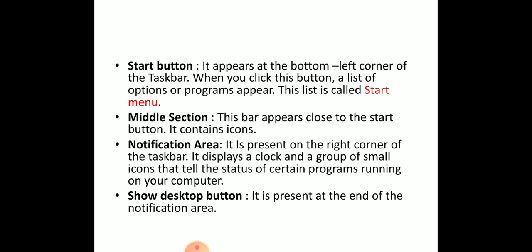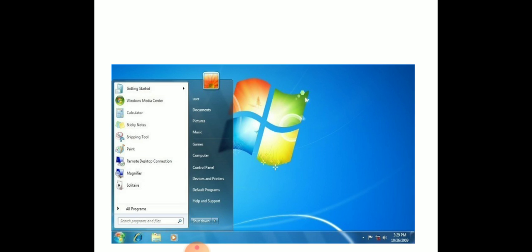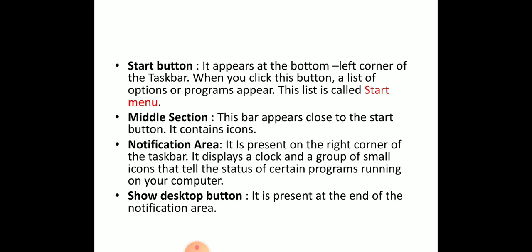Start button. It appears at the bottom left corner of the taskbar. Where is the start button placed? The left corner of the taskbar. When you click this button, a list of options or programs appears like this. When you click the start button, a list of options appears on the screen. This list is called the start menu.